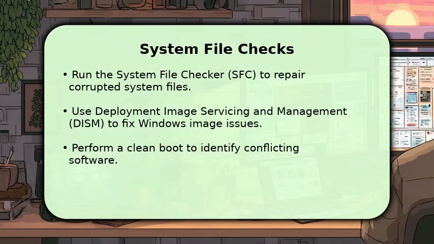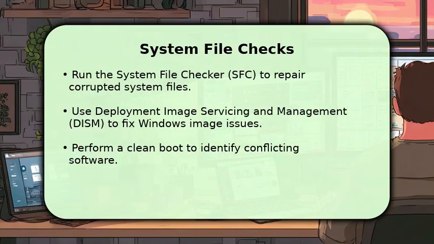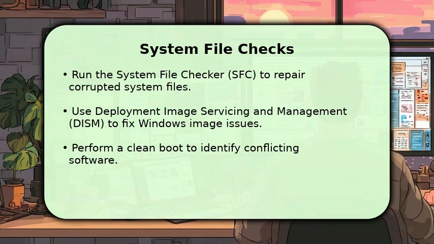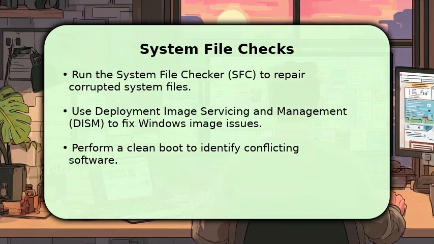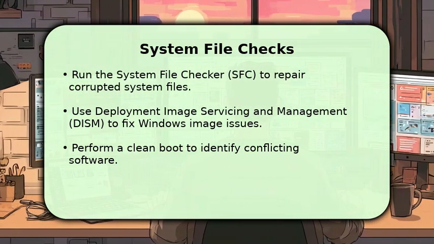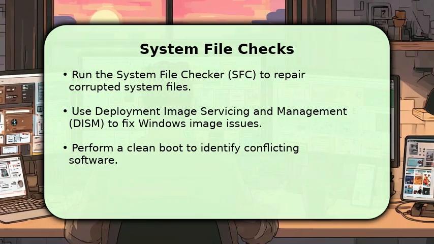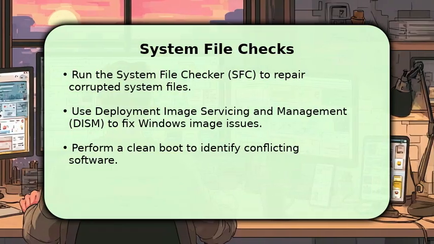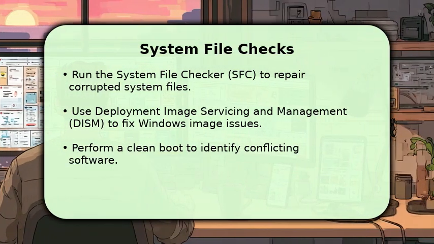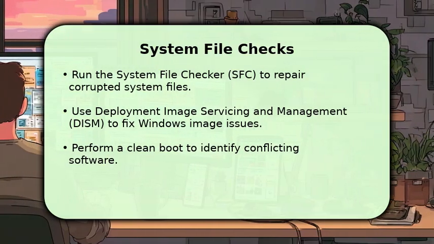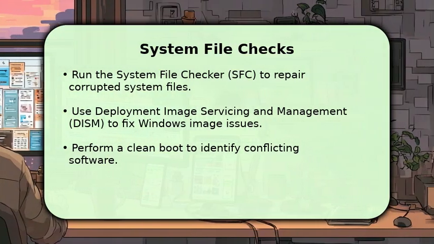If initial steps don't work, we'll dive into system file checks. Run the System File Checker, or SFC, by typing sfc /scannow in an elevated command prompt. This tool scans and repairs corrupted Windows system files. Following that, use the Deployment Image Servicing and Management, or DISM, tool to fix any underlying Windows image issues, ensuring a healthy operating environment for Roblox.